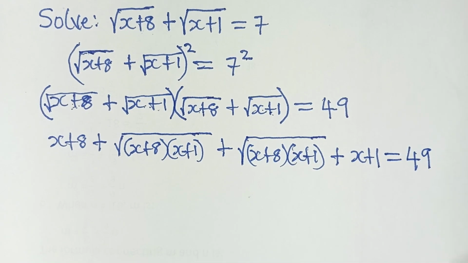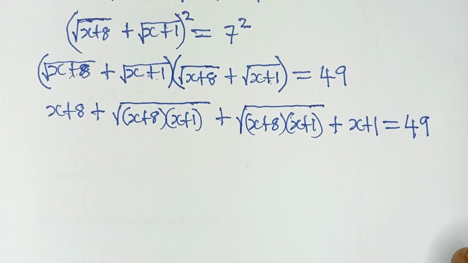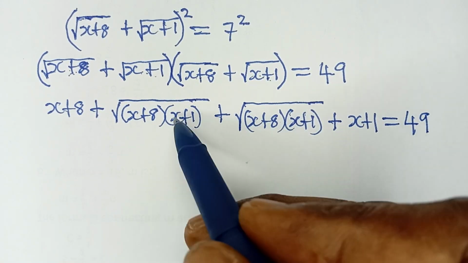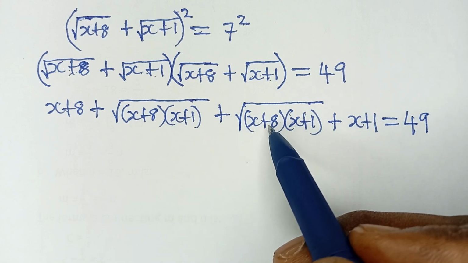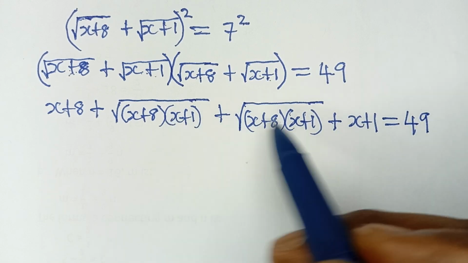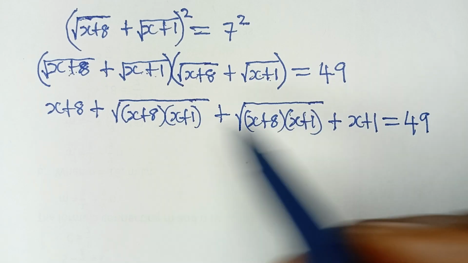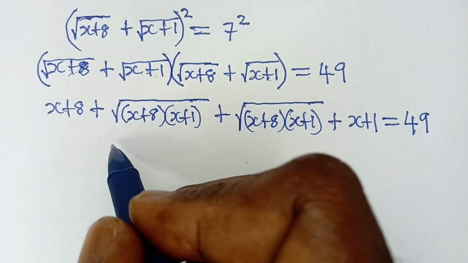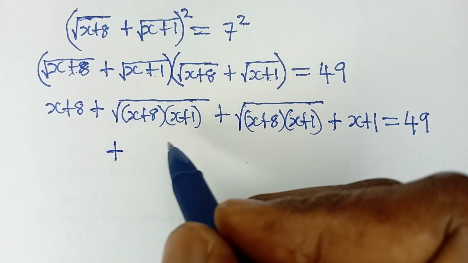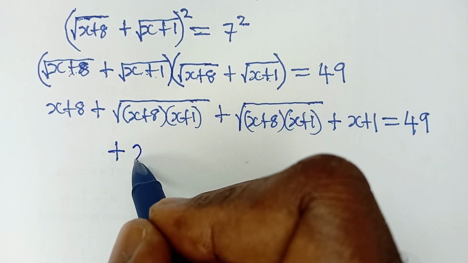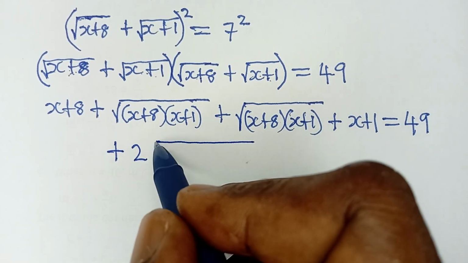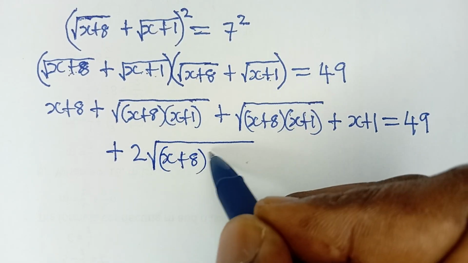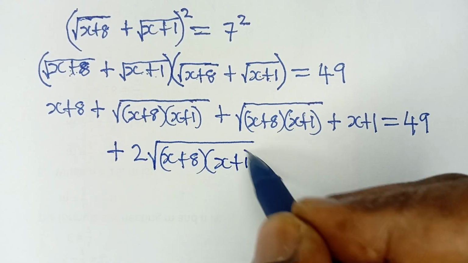So let's simplify further now. These terms are like terms. If you look at them, they are like terms. So we can simply add them together to give us two of them. So this is like a plus a to give us 2a. So like term added to like term gives us two of them. So I'm going to say plus 2 of them, which is 2 root x plus 8, and then x plus 1.